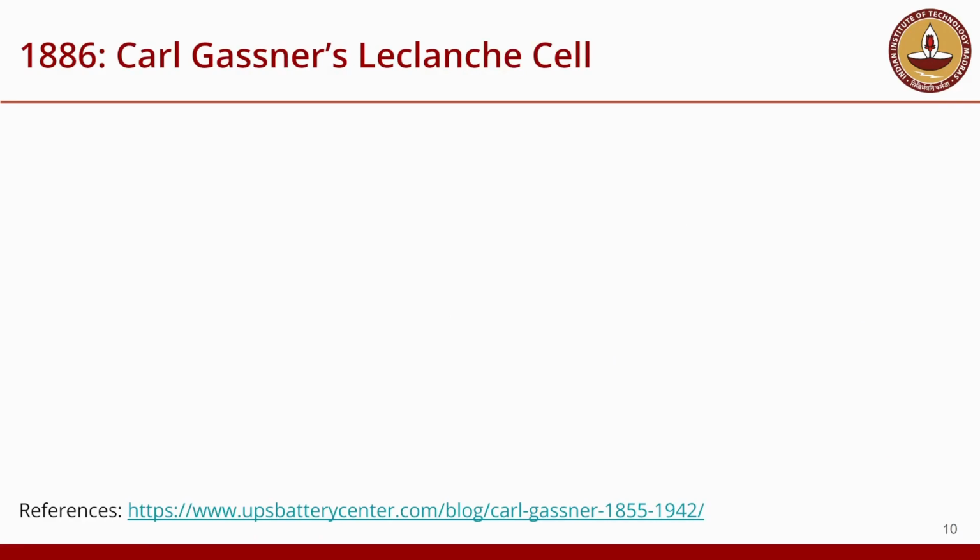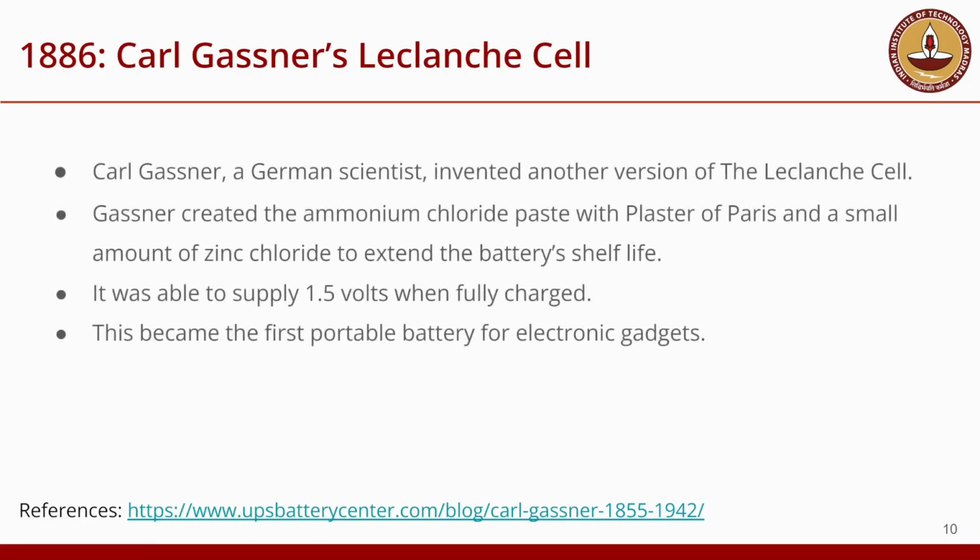1886. Carl Gassner's Leclanche cell. Carl Gassner, a German scientist, invented another version of the Leclanche cell. Gassner created an ammonium chloride paste with plaster of Paris, which was used as the electrolyte, and a small amount of zinc chloride in order to extend its battery shelf life.